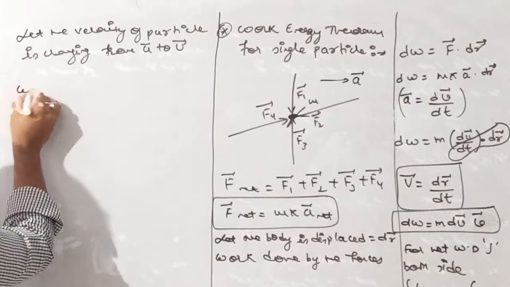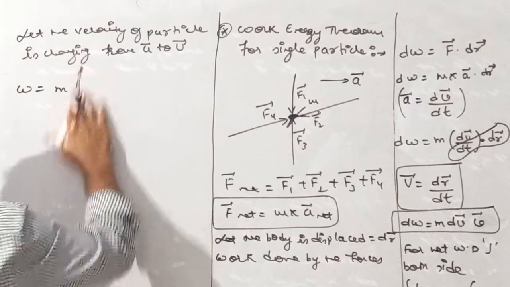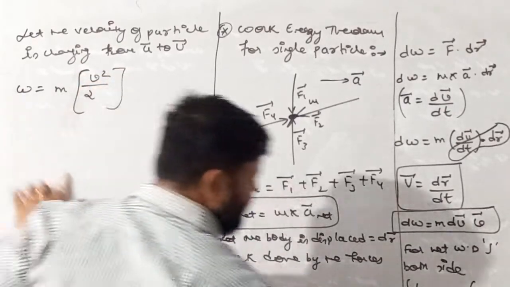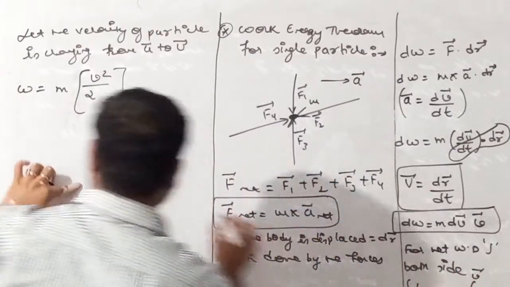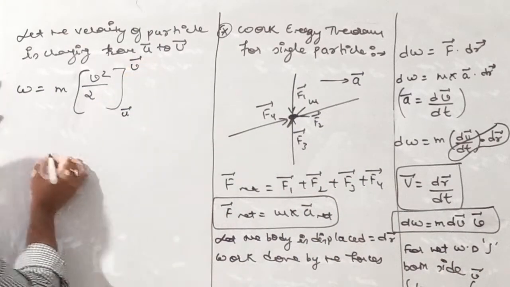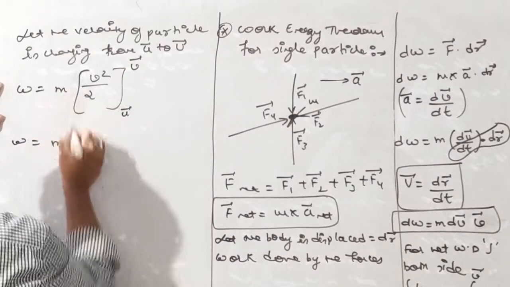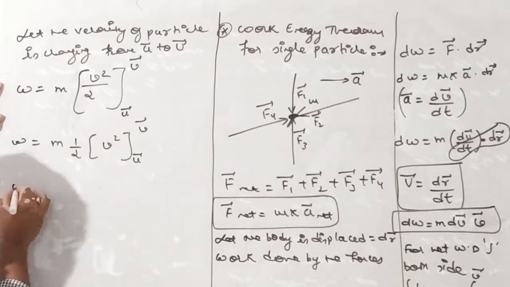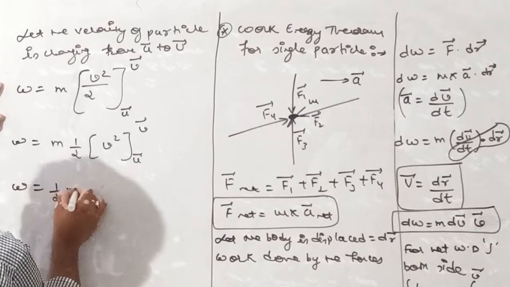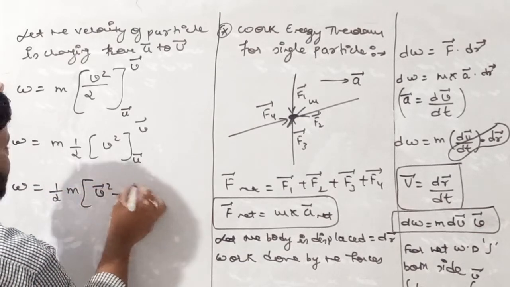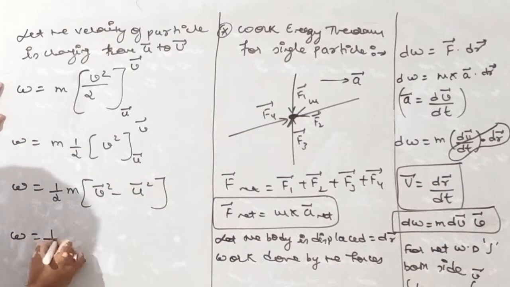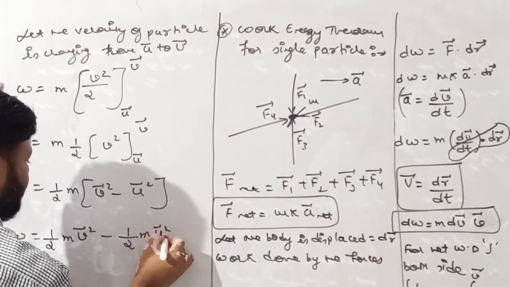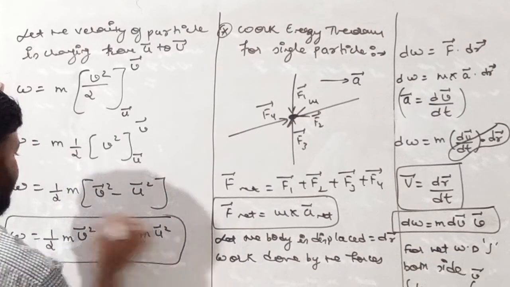So integration of dW is W, mass comes outside, v dv. So if v dv is there, then we can write v square by 2, and the limit is u to v. So I am putting the limit u to v. Now see, W becomes equal to m, half comes outside, only v square is there, from u to v. So work done becomes equal to half m, upper limit minus lower limit. So what we'll get? Half m v square minus half m u square. This is the value of work done that we get.